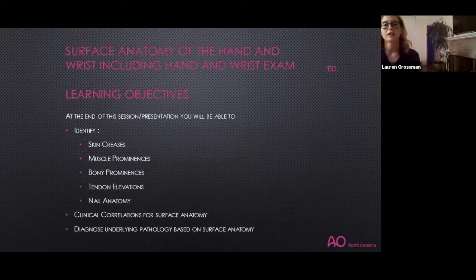Our learning objectives for the night are to be able to identify skin creases of the hands and wrists, muscle prominences, bony prominences, tendon elevations, and the nail anatomy, and then be able to use these in order to diagnose underlying pathology based on the surface anatomy. I'll also be adding in clinical correlations for these in order to help give examples.